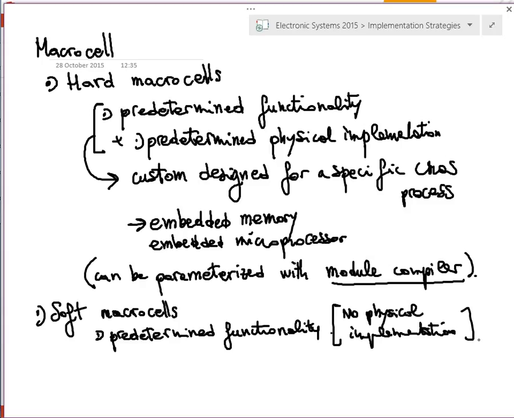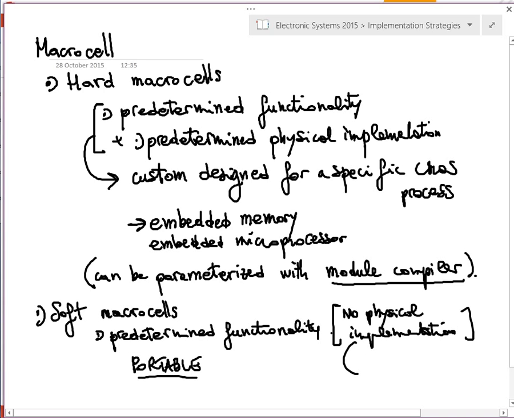And of course, in this case, it's not a custom design, in the sense that I can bring the soft macro cell even to another CMOS process or to another CMOS manufacturer. So it is portable. There is no physical implementation, for example, just a gate netlist. In any case, it's portable.